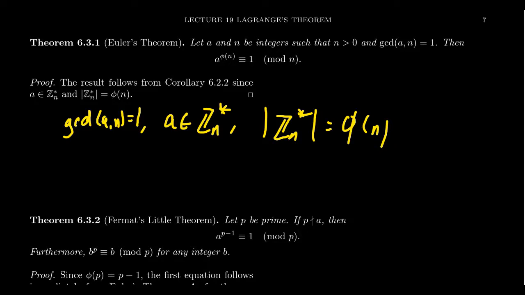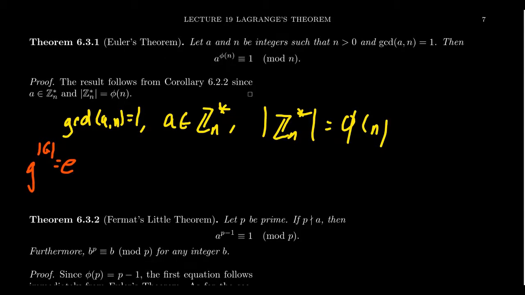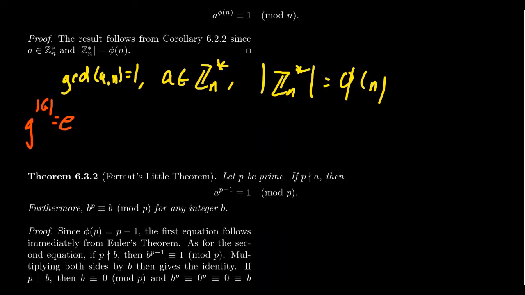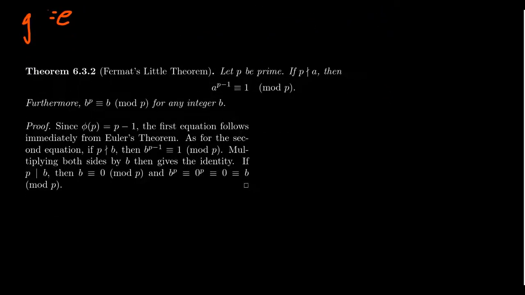And by Lagrange's theorem, if you take an element and you raise it to the order of the group, you always get the identity. Therefore, if you take a, which belongs to the multiplicative group Zn star, and you raise it to the order of Zn star, you're going to get back the identity. So this is an immediate consequence of Lagrange's theorem if you look at it from the perspective of group theory. If you want to prove this using just divisibility and number theoretic things, it's a lot harder proof. Group theory has already done all the heavy lifting right here.